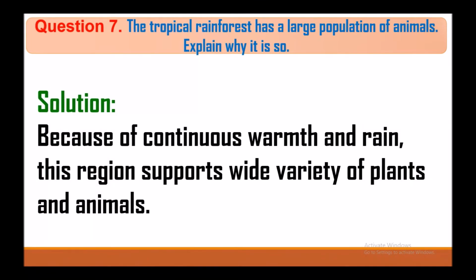Now let's see question 7. The tropical rainforest has a large population of animals. Explain why it is so. So the answer is, the tropical rainforest has a large population of animals because of continuous warmth and rain. This region supports a wide variety of plants and animals.